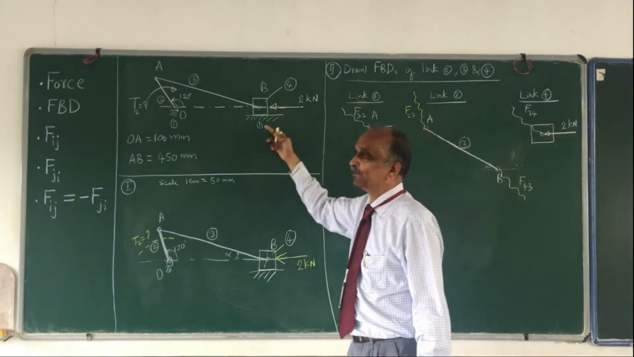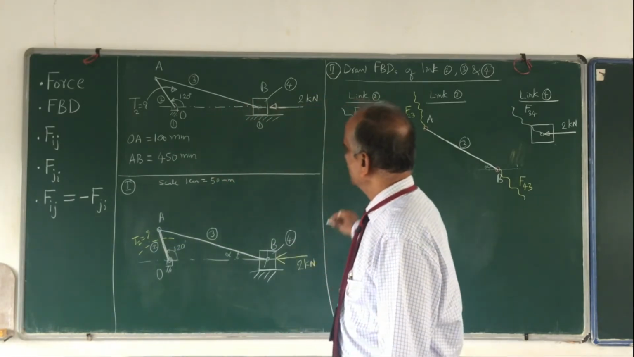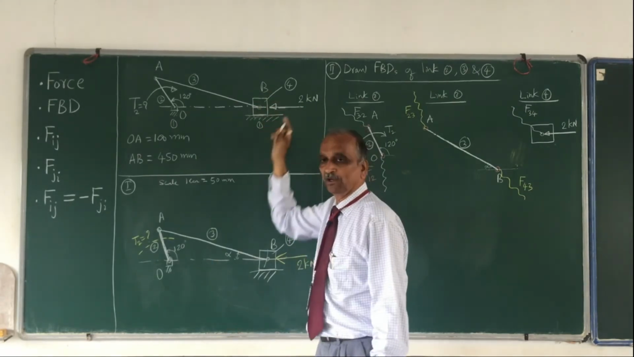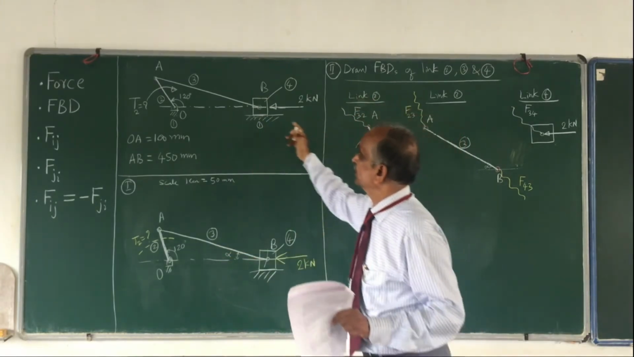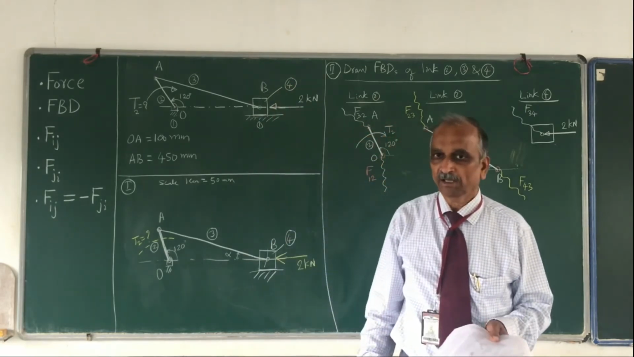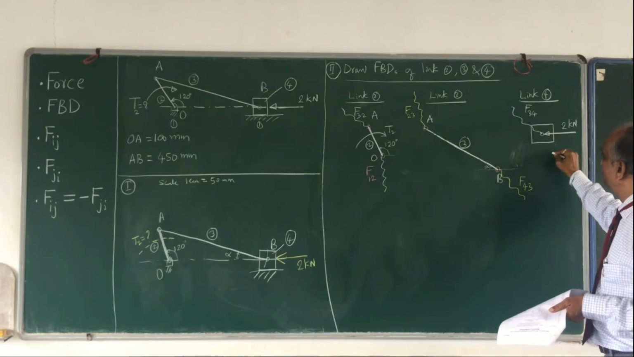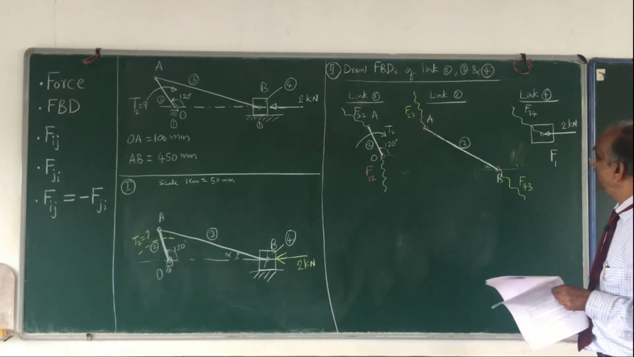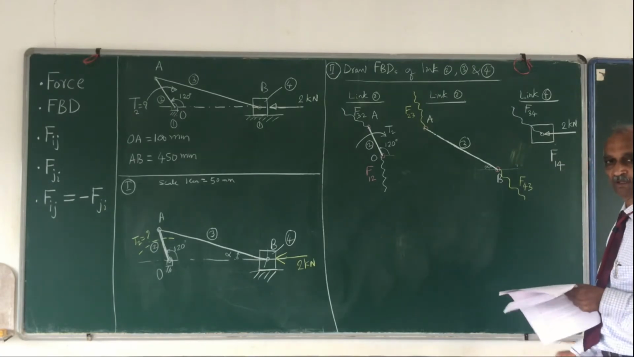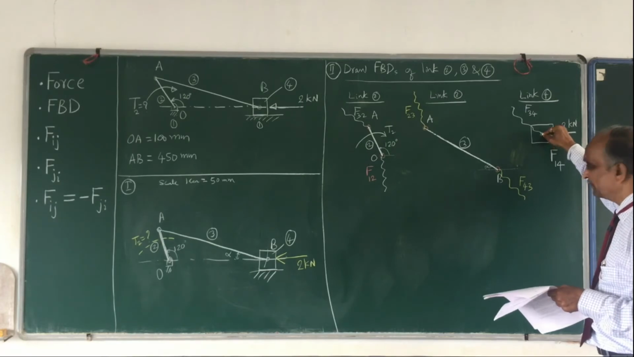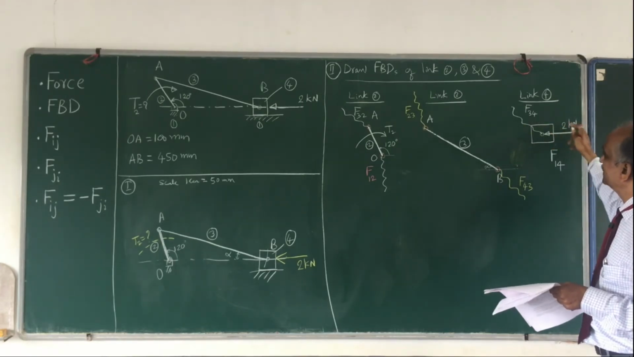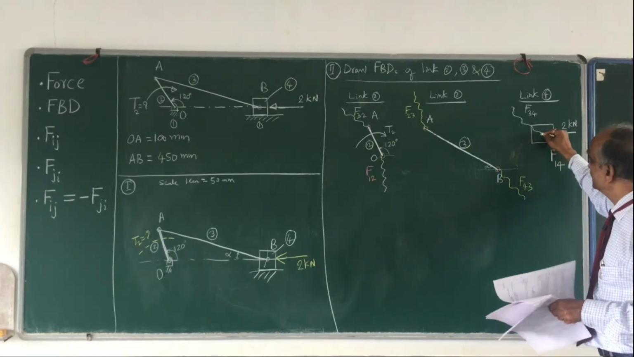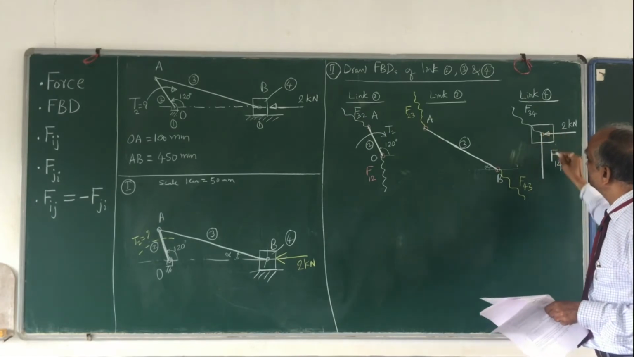So between 4 and 1, what is that? Sliding pair. And what is the contact? The contact is here. The force between 1 and 4 is going to be perpendicular to the contact surface. The contact is like this, and therefore the force is vertical. Let me name it first: the force from link number 1 acting on link number 4. It is perpendicular. I know that there are three forces, and all three forces must have a common point, and therefore that force also passes through like this. This is F14.